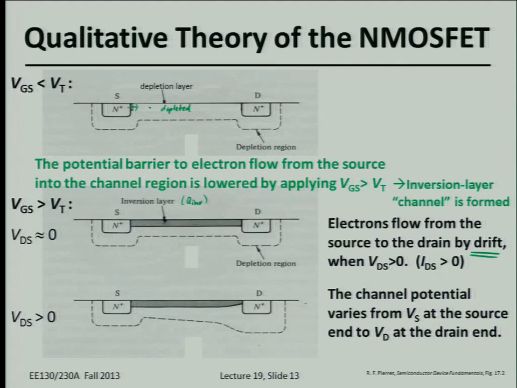And yeah, so basically the channel potential, V sub C, here is equal to the source potential. And the channel potential here, Vc, is equal to the drain potential. So in other words, the channel potential is a function of distance.